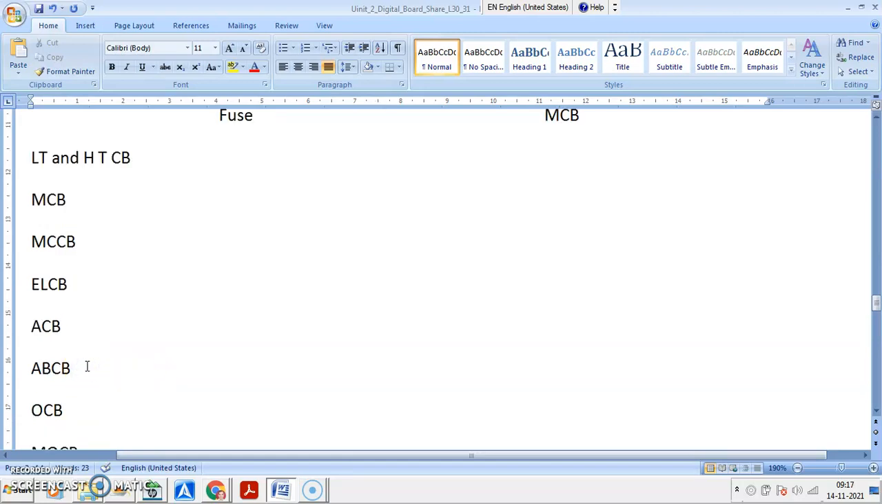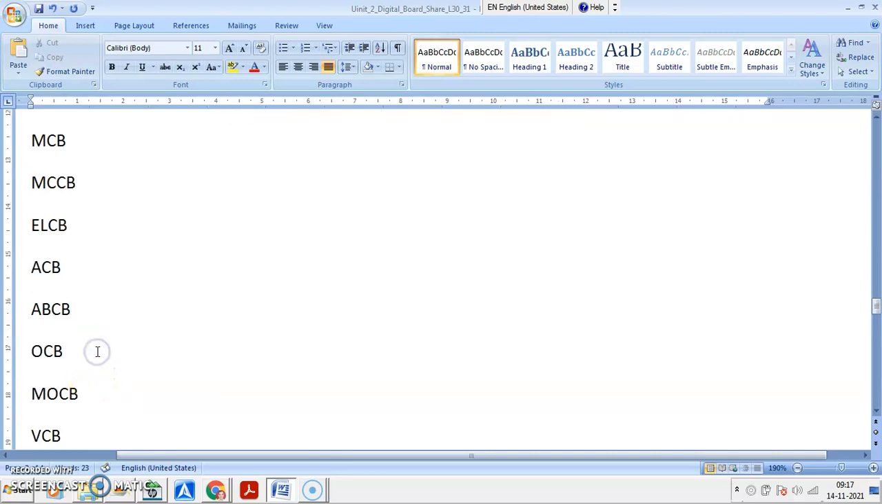ABCB, arc quenching media air blast, voltage level up to 11 kV or 22 kV. They are fast operating, extra high voltage that can be used. OCB again up to 11 kV, arc quenching media oil. You may go up to 22 kV or 33 kV also. MOCB, minimum oil, transformer oil is used. Voltage level may be up to 220 kV. Small arc control, outdoor applications, MOCB can be used.